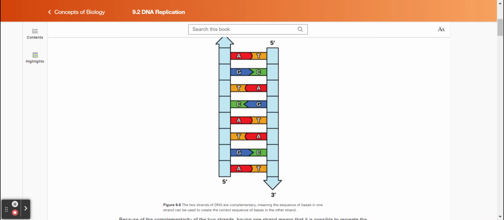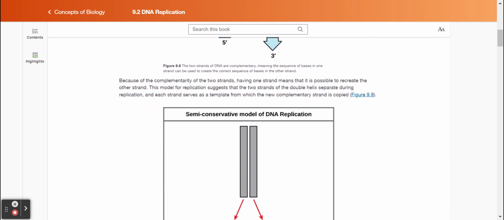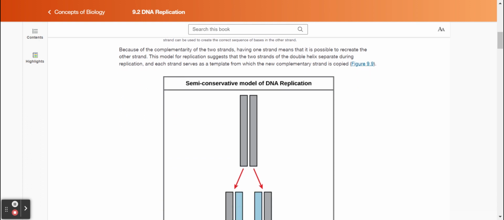Figure 9.8. The two strands of DNA are complementary, meaning the sequence of bases in one strand can be used to create the correct sequence of bases in the other strand. Because of the complementarity of the two strands, having one strand means that it is possible to recreate the other strand. This model for replication suggests that the two strands of the double helix separate during replication, and each strand serves as a template from which the new complementary strand is copied.